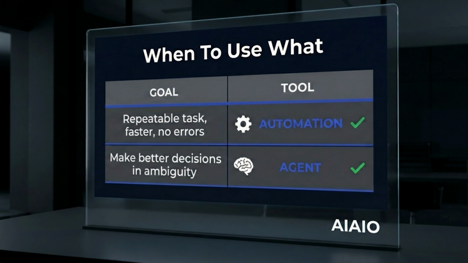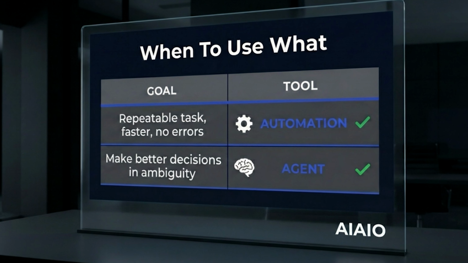And here's the honest truth that doesn't make for a very exciting headline. Most businesses right now will get more value from well-designed automations than from agents. Not because agents aren't powerful, they really are, but because most businesses haven't yet automated the structured, repeatable work that's eating their teams alive. And that's where the immediate, measurable return is.